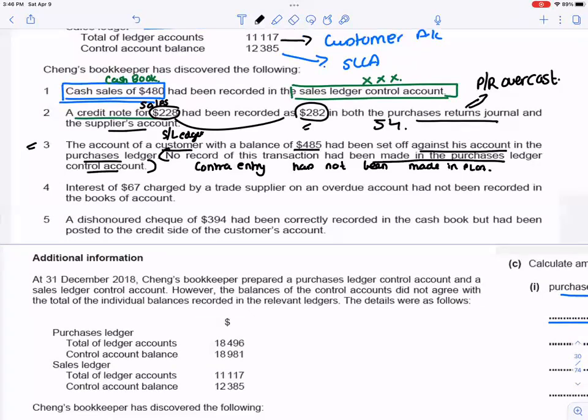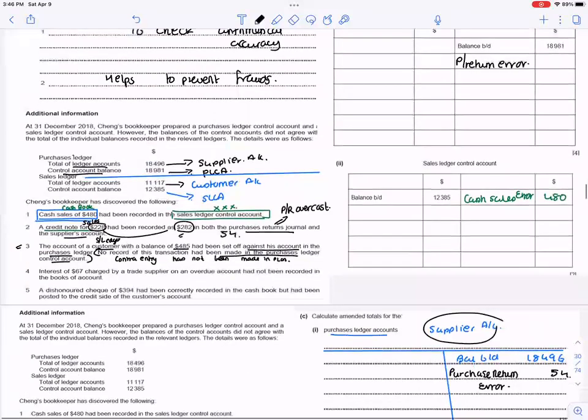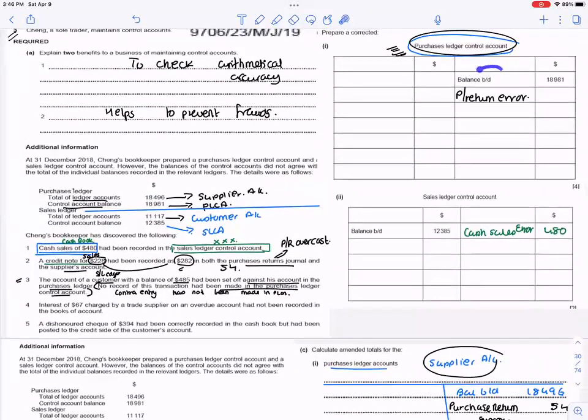So how will you correct it? Record it on the debit side of PLCA. In the PLCA you have the credit balance brought down, credit purchases, everything else over here. So the contra will also be over here. It has only not been recorded in the PLCA.